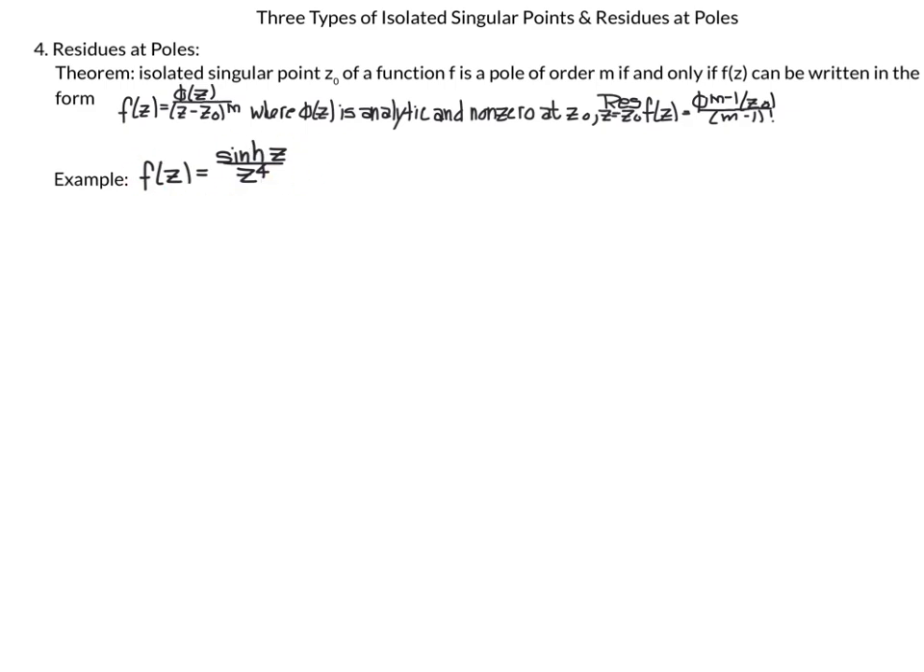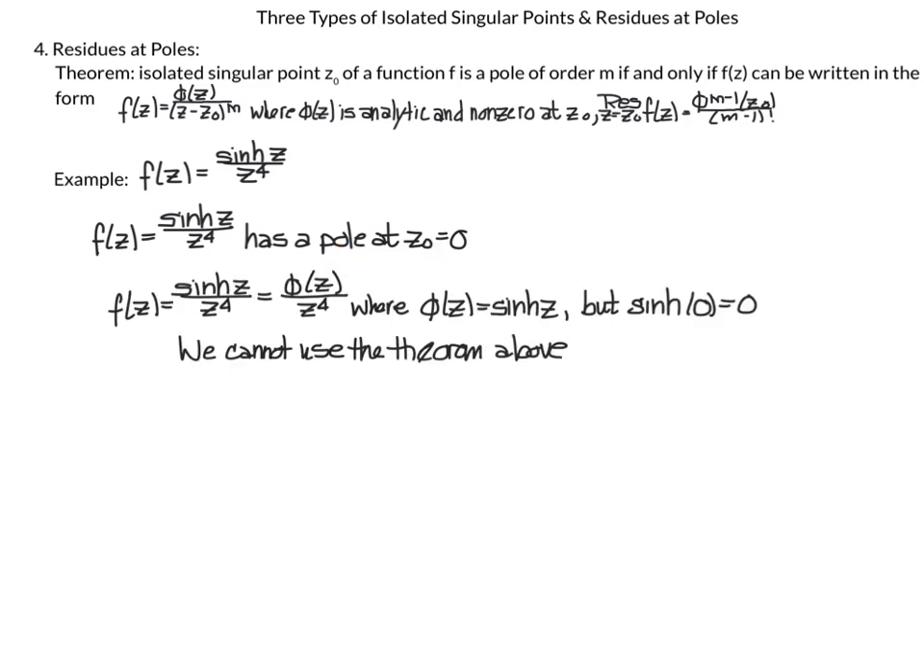Our next example is f of z equals sinh of z over z to the fourth. If you recall, we had already done this earlier using a Laurent series expansion, but let's try using this theorem now. We see that sinh of z over z to the fourth has a pole at z naught equals 0. We will then write f of z equals sinh of z over z to the fourth is equal to our z minus z naught to the fourth times phi of z, where phi of z is equal to sinh of z. But what we see is that sinh at 0 is equal to 0, so we cannot use this theorem above, because the condition is that phi of z must be non-zero.